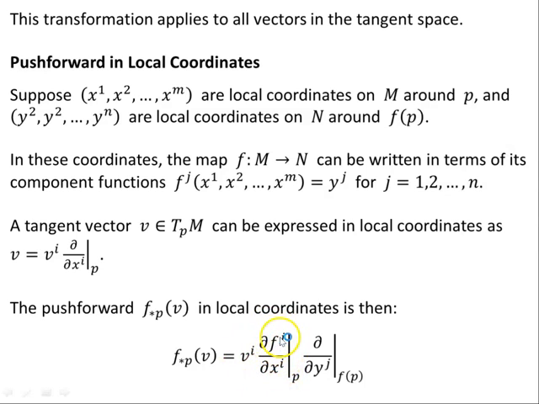Now, f here is from M to N, so this is the output here. So we substitute the coordinates from manifold M to get the components on the manifold N. Because remember, we have this map from M to N. All right, so I hope that's clear.